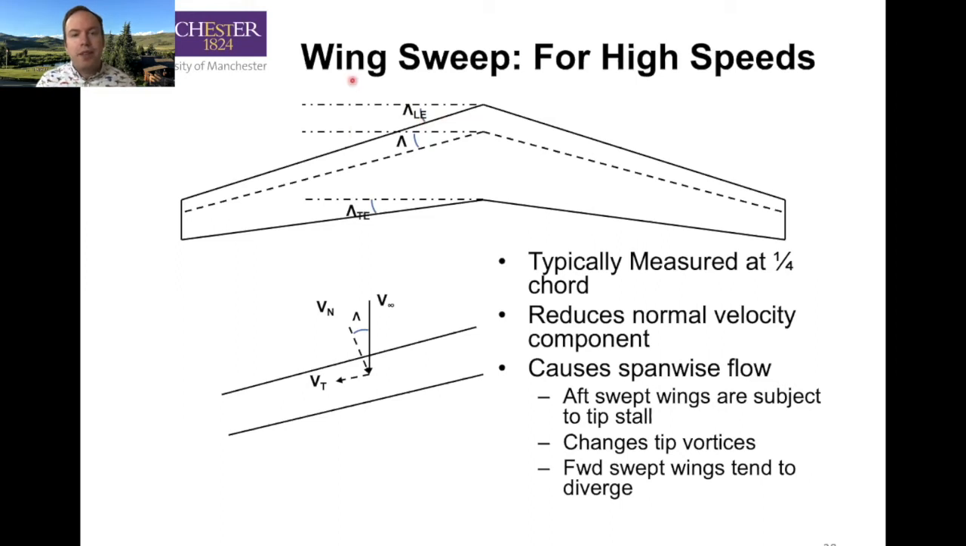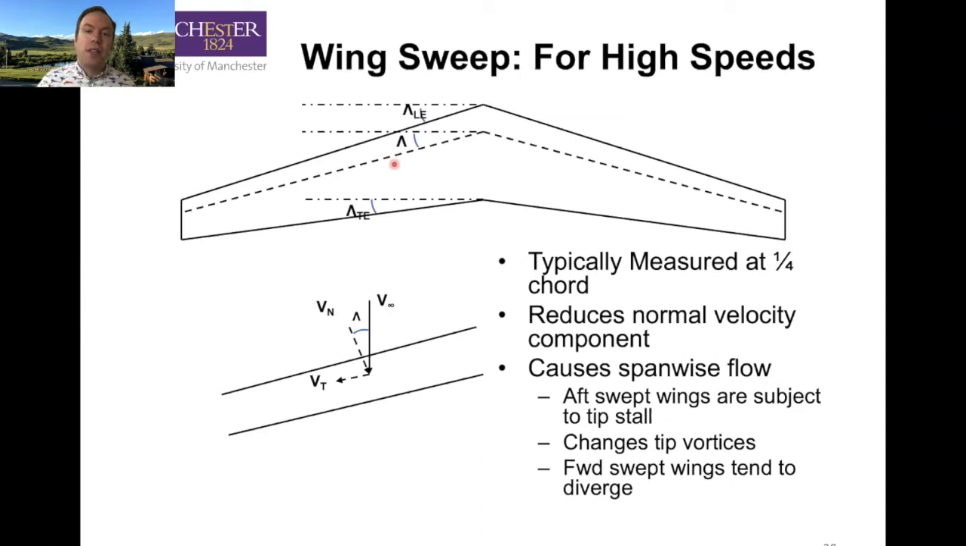What that means is that our wing sees the normal velocity. If our velocity is moving down like this, sweep just reduces the normal component to the wing. We can define this at the leading edge, the trailing edge, and the quarter chord, lambda quarter. It reduces that normal velocity, which reduces the drag we generate for a given Mach number that we're flying at.